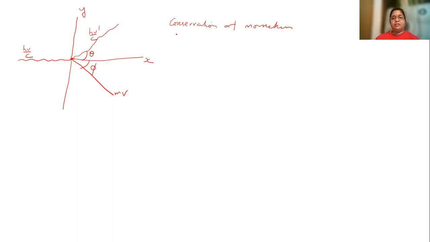Okay, so let us resolve it into two axes, along the x-axis and along the y-axis. Let us say along the x-axis before collision. So you will have the momentum of photon before collision along x-axis is h nu dash by c. This is the momentum of photon.